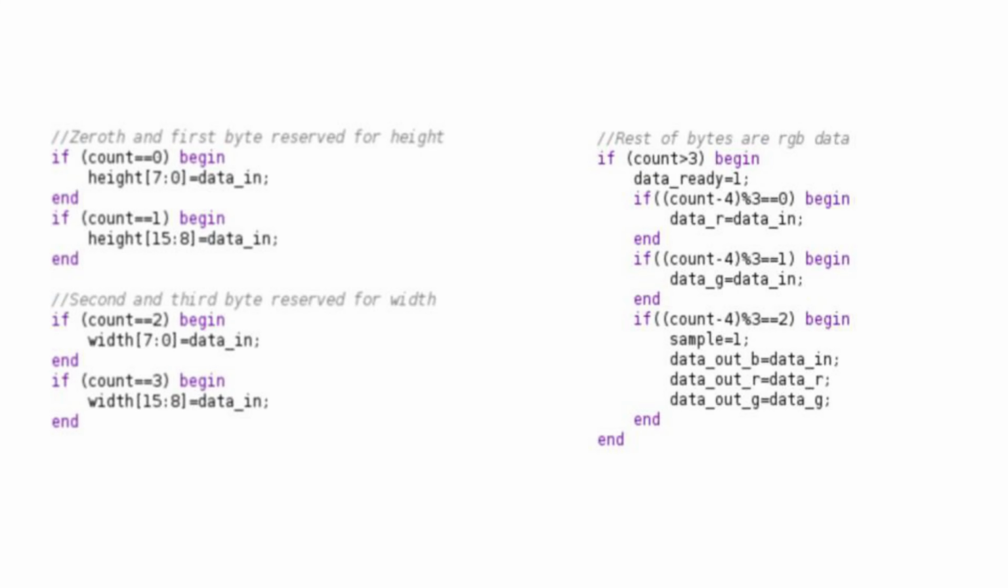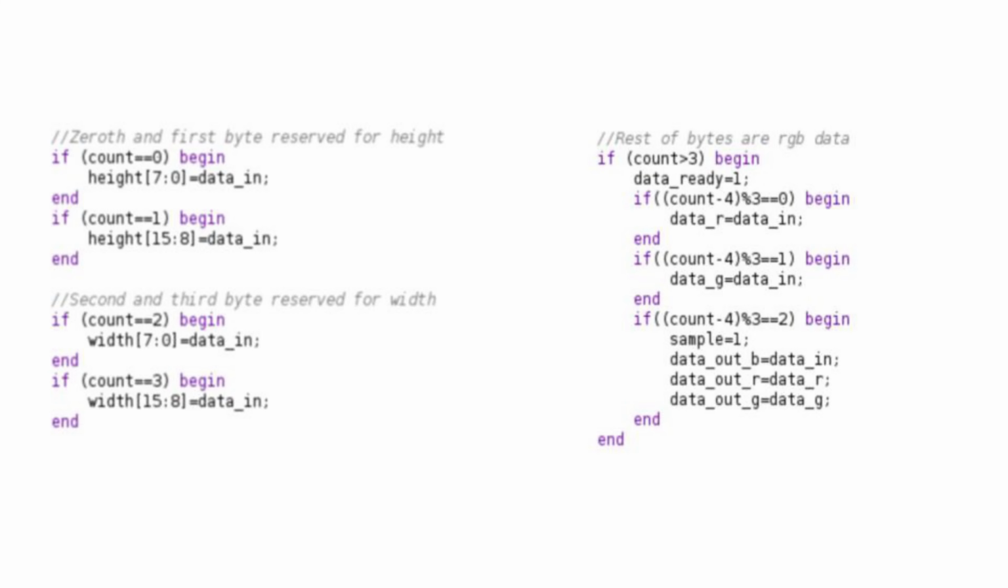And what you see in this next slide is 2 snippets of code from the parser module, where you see we have a counter as data is being received. So the first 4 bytes are for height and width. Once the height and width bytes are received, the rest of the bytes are considered RGB data.